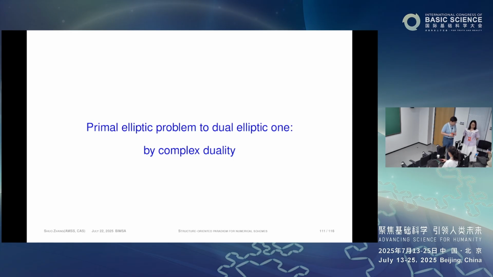Sorry? So you mean that the obstruction is not at the step where you transform it to a dual problem, but at the step of solving. Is that what you mean? Yes. Yes. Thank you. Okay. Any other question?